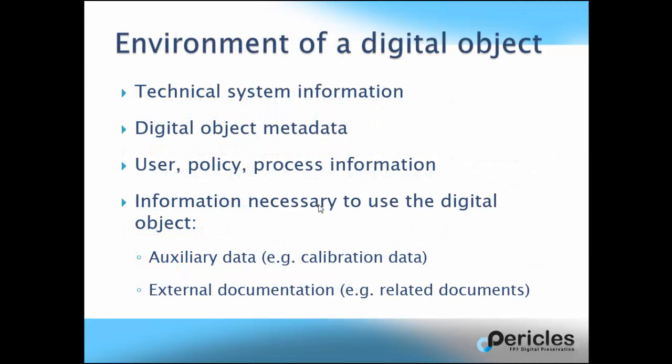Typical examples of environment information would be technical system information, such as operating system and system architecture; digital object metadata, including descriptive, structural, and technical; user, policy, and process information, such as user background knowledge and user interaction with documents; implicit knowledge about what data is useful to the use of the digital object, for example, user knowledge about what is relevant in the collection; and all other information necessary to make use of the object, for example, auxiliary data such as calibration data, support sensor data, or external documentation.